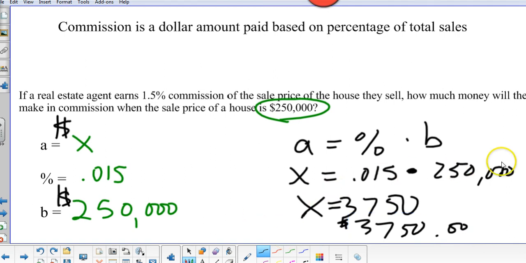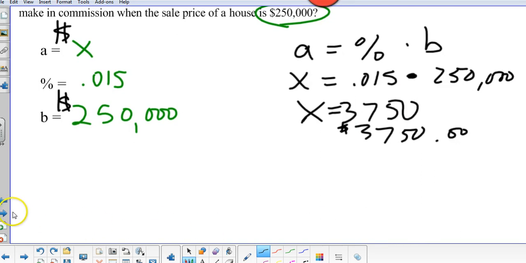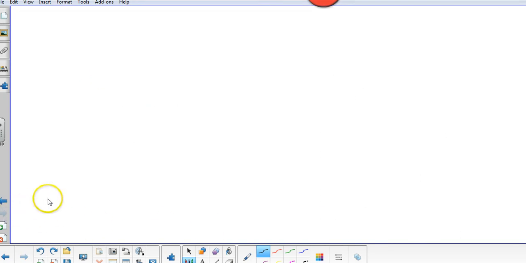So commission is an amount that you get based on a percentage of total sales. And with that, I think I'm going to say namaste.